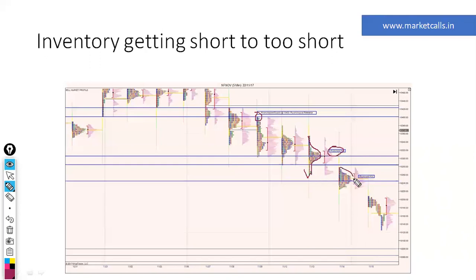Again, one more day, it's a balancing day. Price broke the previous day low, but formed a lot of activity. It's kind of an open auction outside the range, dull, boring activity. Again, it formed one more prominent point of control. Now we've got a back-to-back prominent point of control, which is an indication that the inventory is getting short to too short. Next day, price opens gap down. You can see that price opens gap down. And in fact, this is the day the Arcom default news came.